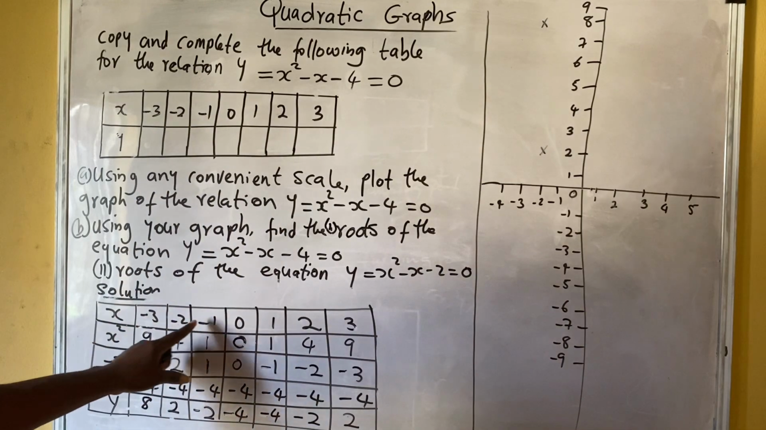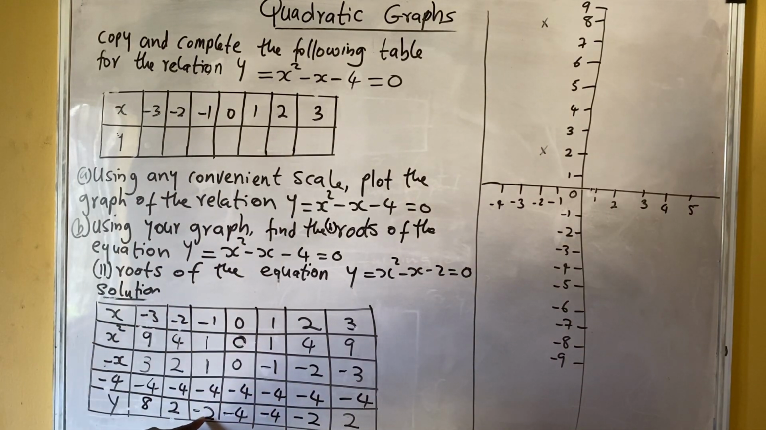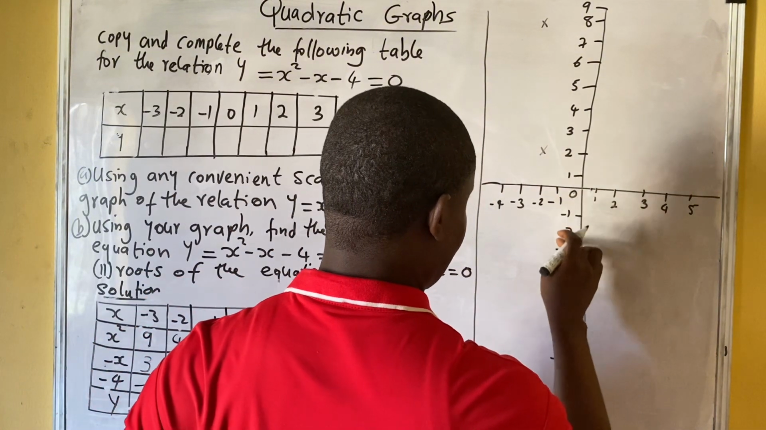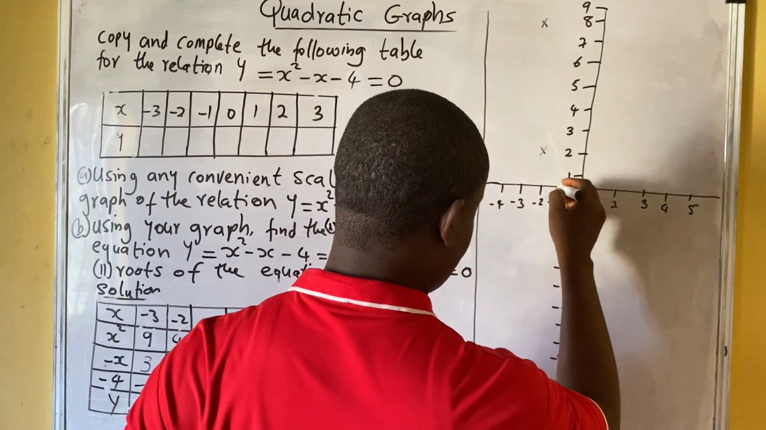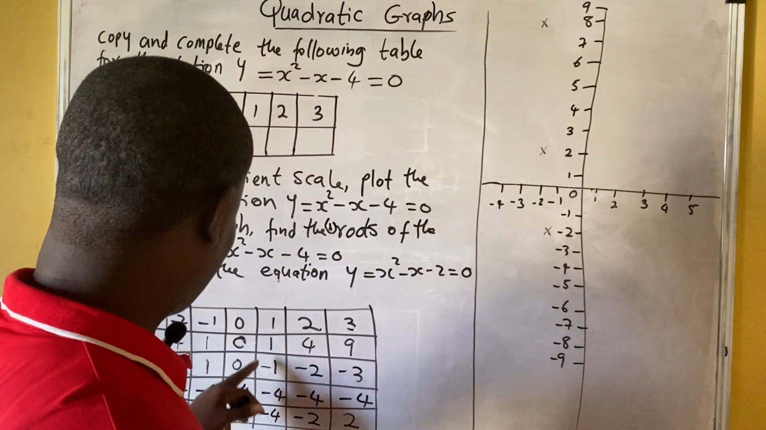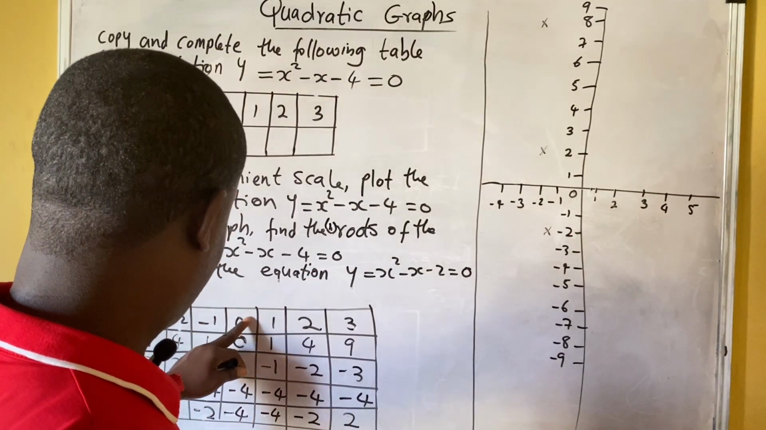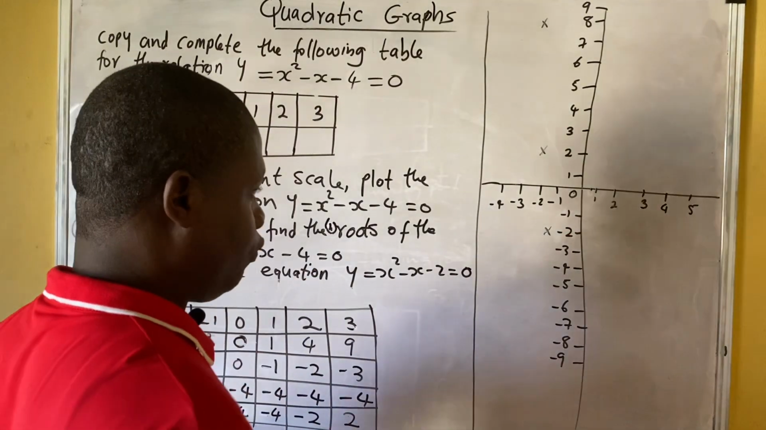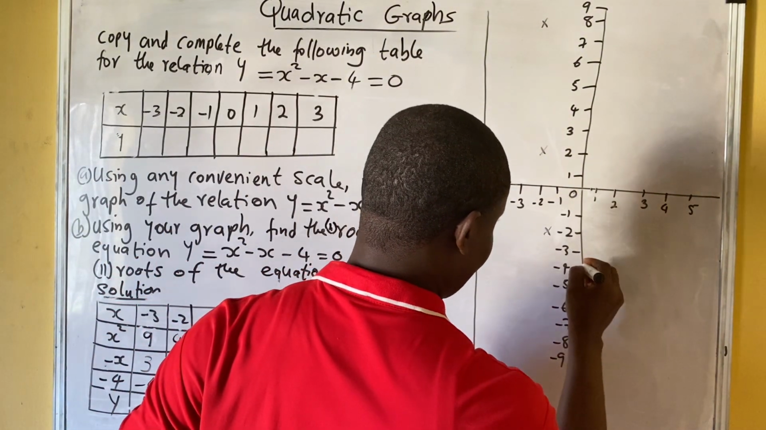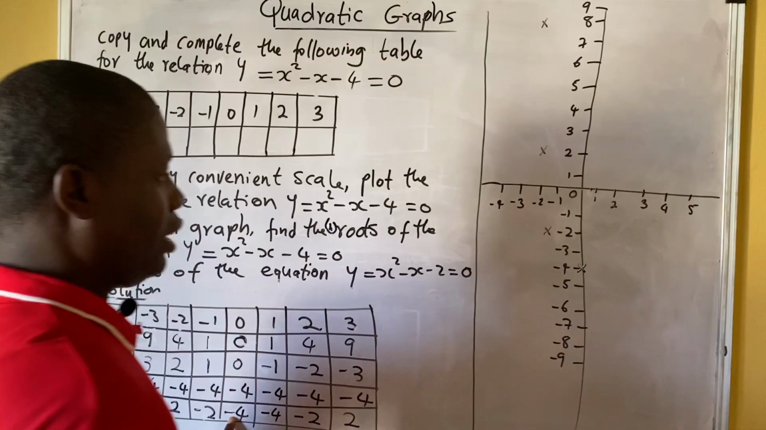And when x is minus 1, our y is minus 2. So we have minus 1, minus 2 here. When x is 0, our y is minus 4. So we mark it.